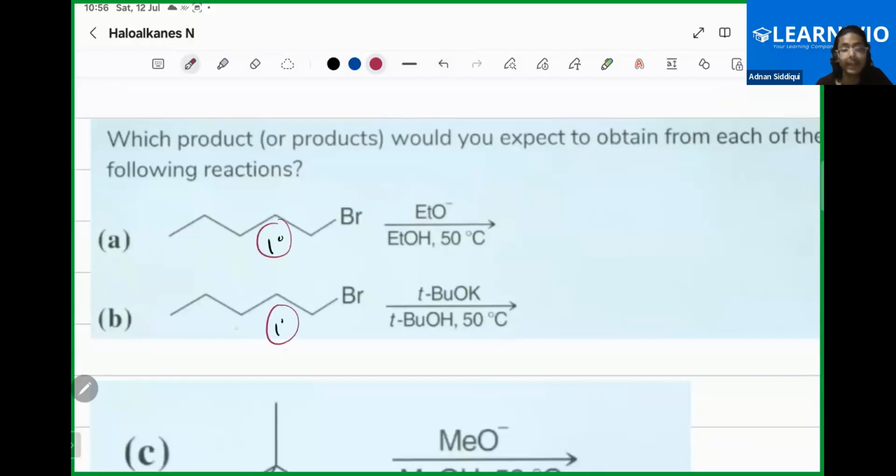Both of the substrates are 1 degree substrates, but this negatively charged species can act as a nucleophile as well as a base. So you have to think about it. This is not a bulky base. This is a bulky base. This is a tertiary butyl, where three butyl groups are attached. So this is bulky, this is not bulky. What should be the products for the respective reactions? Think about it.